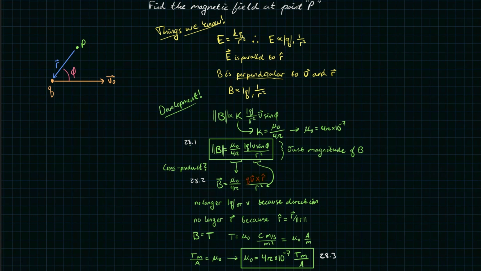Things we also know about the magnetic field, B, is that all of its lines are perpendicular to both V and R. But we also know that B is going to be proportional to, once again, the charge and the inverse of the square of the distance from that charge. Nothing too big, nothing too complicated there. Just things that we already know from our electric field stuff and our magnetic field stuff.